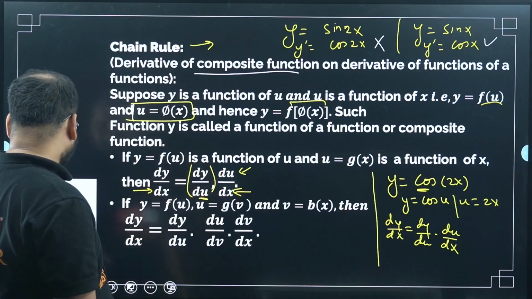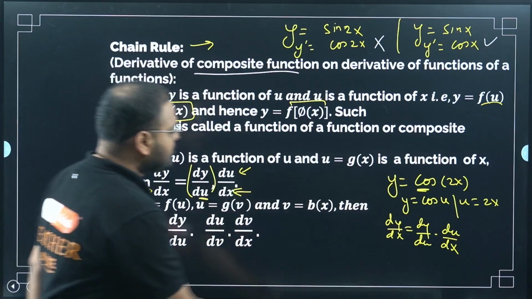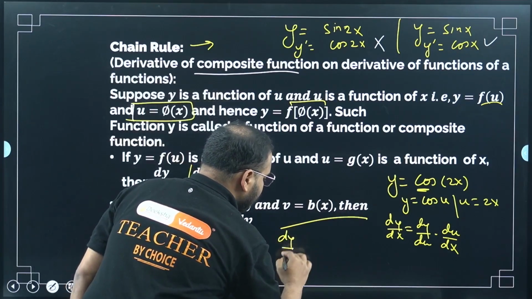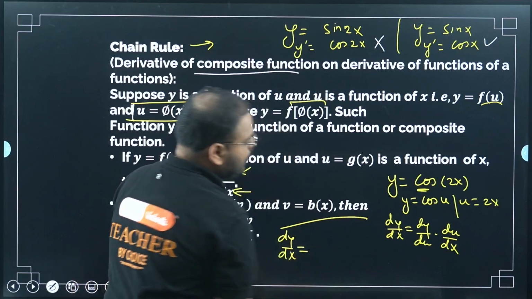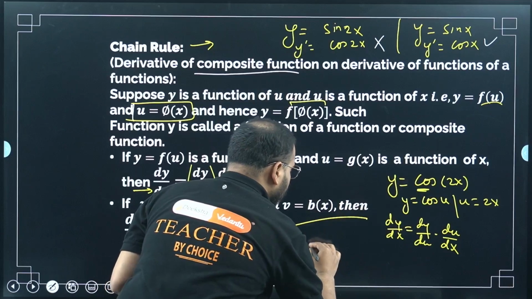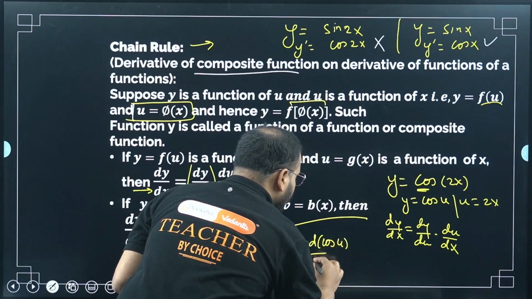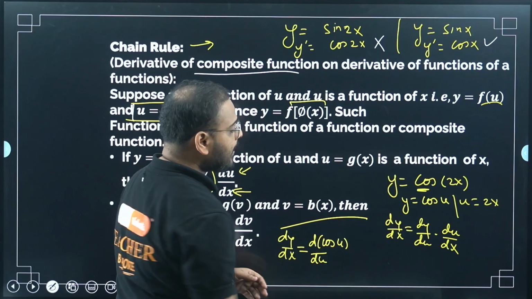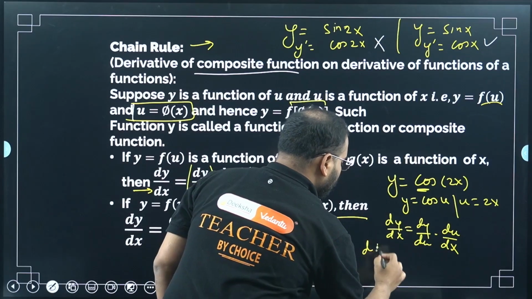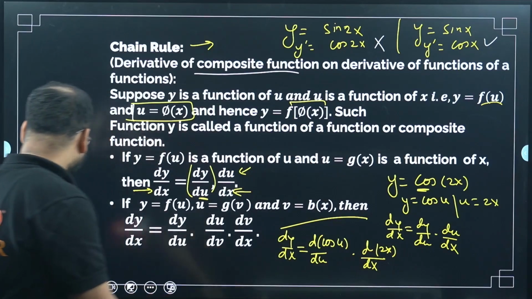Okay, sir. Understood. Alright, let's see more steps. How will this look? So I will have dy by dx equals dy by du, which means the differentiation of cos u by du, times du by dx, the differentiation of 2x by dx. Okay.